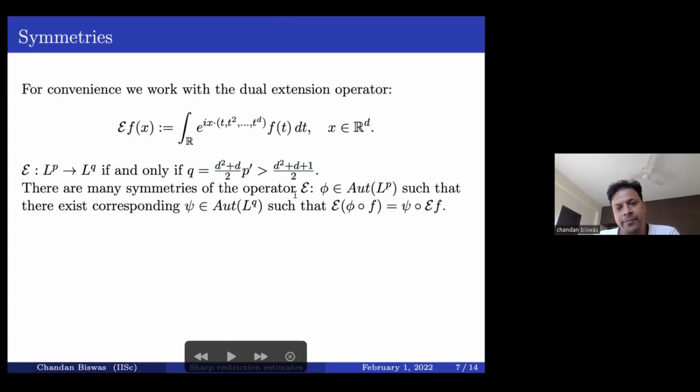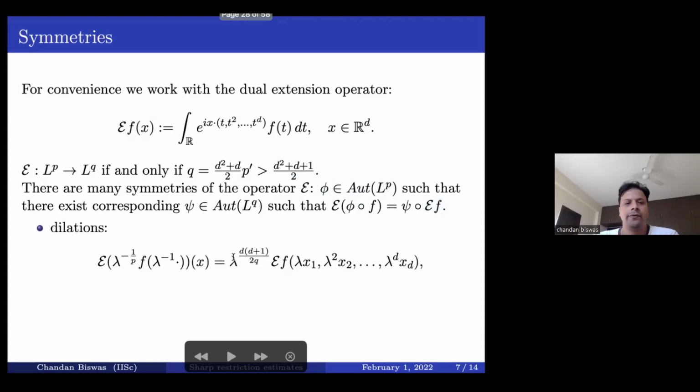There are many symmetries of the operator. By symmetry, I mean that if you change the function by an automorphism phi of L^p, there is another automorphism psi of L^q, such that the extension applied to the changed function equals psi applied to the extension of f. So there are dilations. If you change the function f by lambda inverse, you also have to multiply it by lambda to the power minus 1 over p, so that it has the same L^p norm as f. Then the extension operator is applied to this non-isotropic scaling, multiplied by this factor. Remember, d times (d+1) over 2q is 1 over p prime.